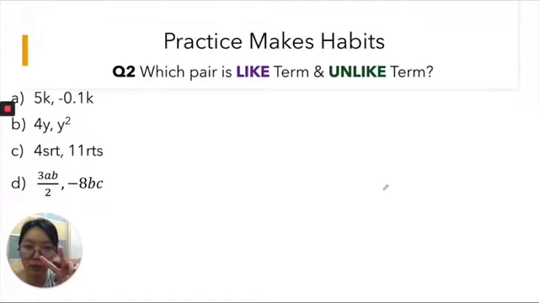Question number 2. Write down both of these and tell me, is this a pair of like terms? If yes, write like term. And if it's not, write unlike term.